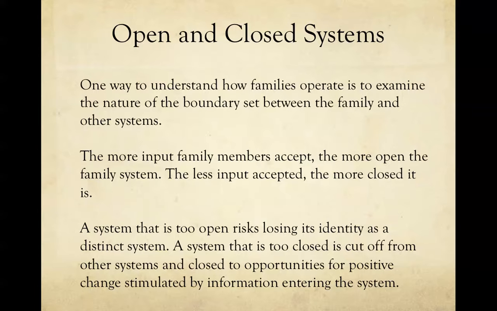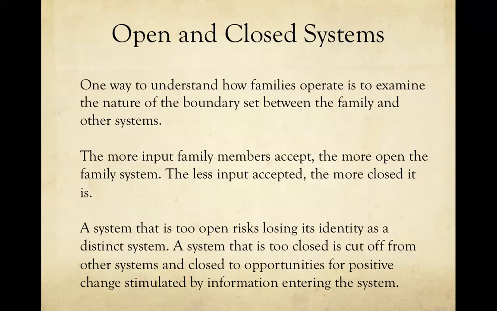A family that has more permeable boundaries, right, that lets more information into the system, is said to be more open. In families in which the boundaries are more rigid, more firm and impermeable, less input, less information is let into the system, and therefore the system is described as being more closed. Now, neither one of these extremes is considered optimal. It's no more healthy for a family to be open than it is for the family to be closed. Either one of those extremes can lead to dysfunction in the family.